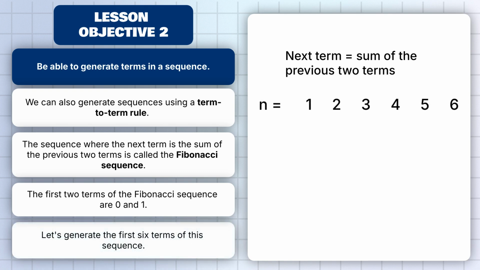We will start with the first 2 terms, 0 and 1. To find the third term, we must add the first 2 terms together, so we get 1 again. For the fourth term, we add together the second and third terms, so we get 2. For the fifth term, we add together 1 and 2 to get 3. For the sixth term, we add 2 and 3 to get 5. So these are the first 6 terms of the Fibonacci sequence.